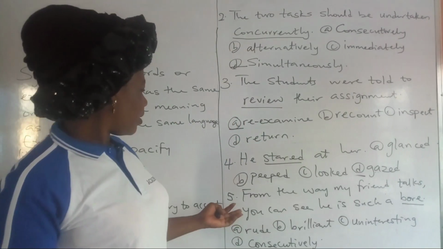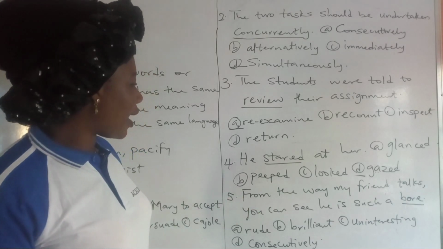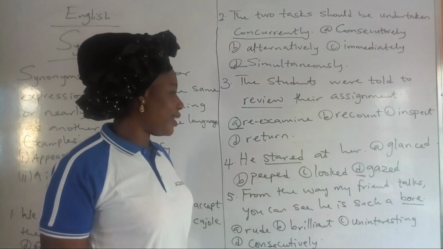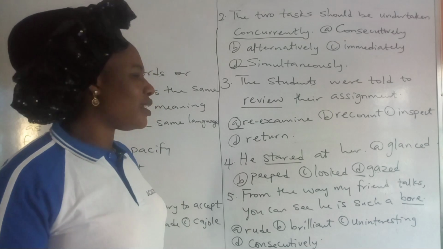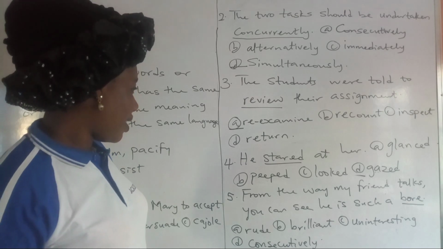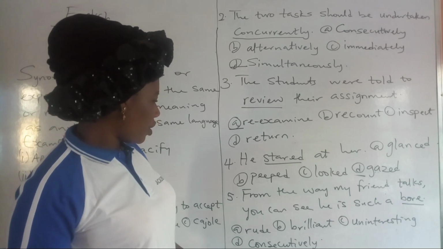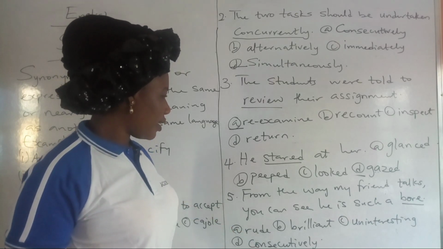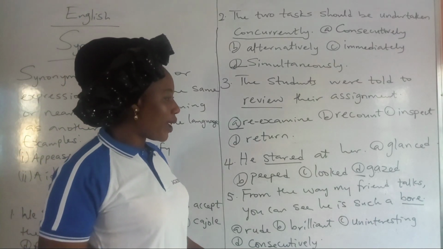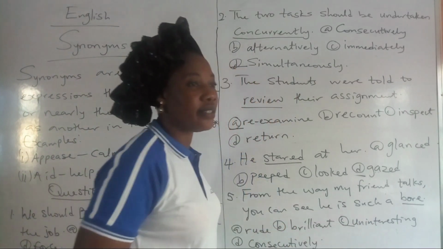The next one, which is the final one on my list here: from the way my friend talks, you can see he is such a bore. When something is boring, that means that thing is not interesting. And so in the options we have, option A, rude, option B, brilliant, option C, uninteresting, and D, consecutively. The best one to replace bore is what? Something that is uninteresting. Thank you.